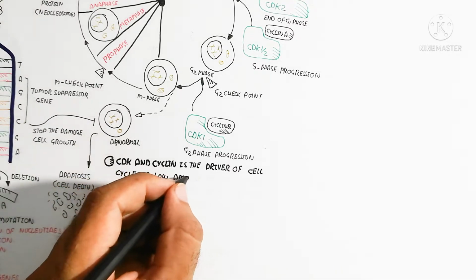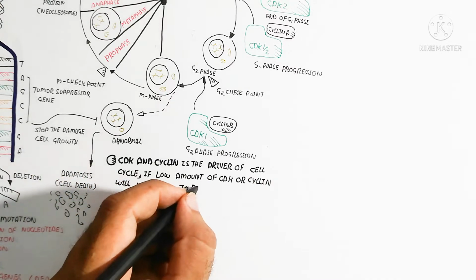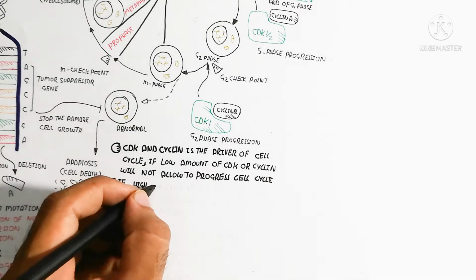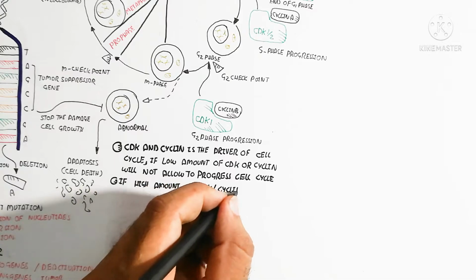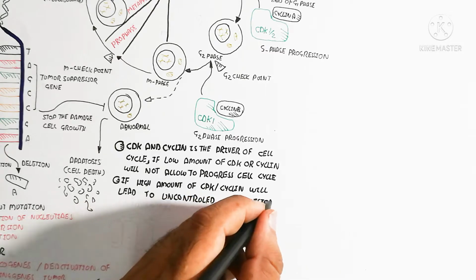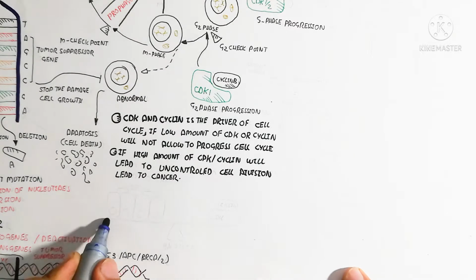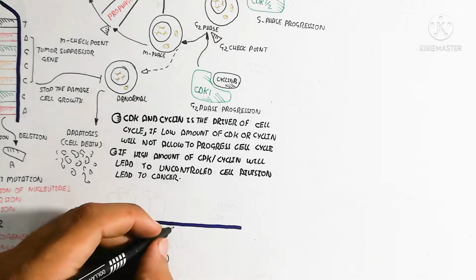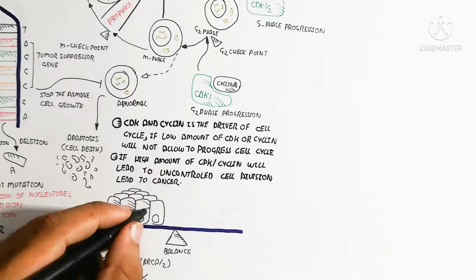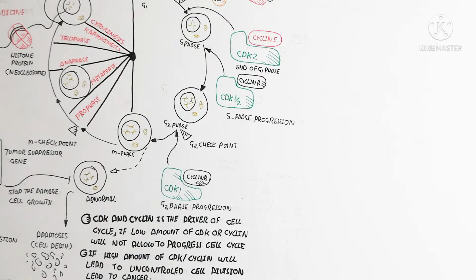So remember that CDK and cyclin are the drivers of the cell cycle. A low amount of CDK or cyclin will not allow the cell cycle to progress. A high amount of CDK or cyclin will lead to uncontrolled cell division, leading to cancer. So we should keep it constant and balance the cell division with respect to cyclin and CDK concentration. So remember that when CDK and cyclin increase because the tumor suppressor gene is inactivated, it will not control the CDK and cyclin, so it leads to cancer.